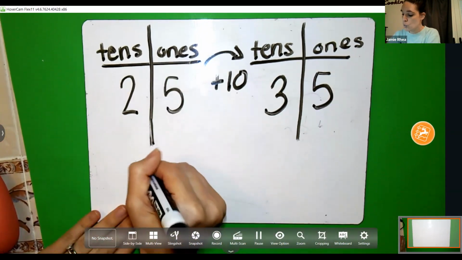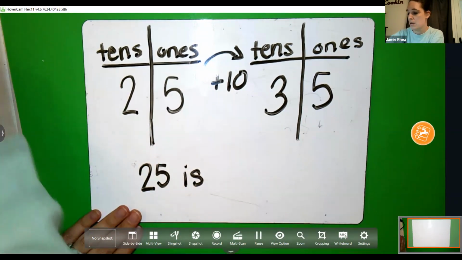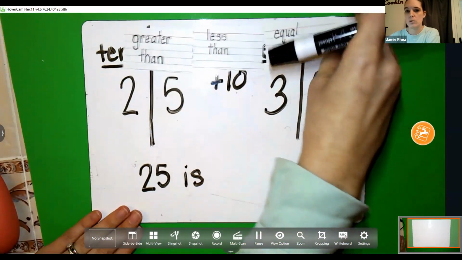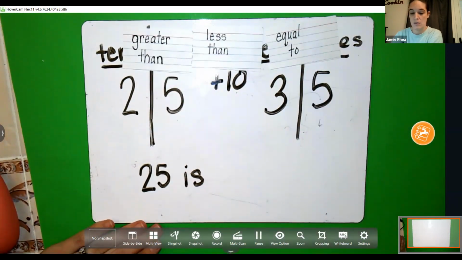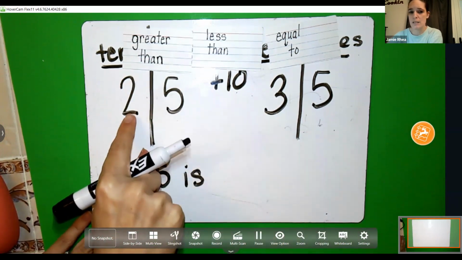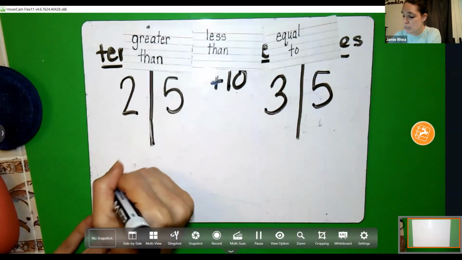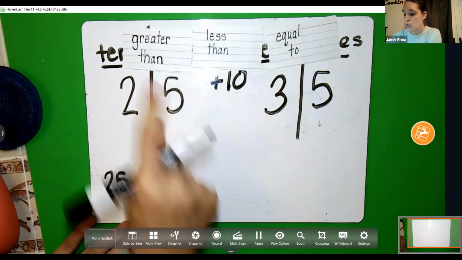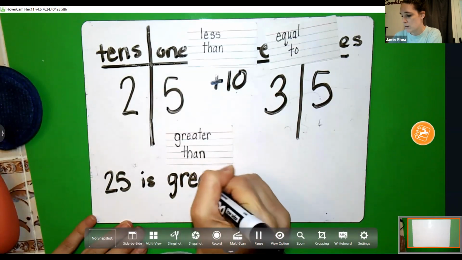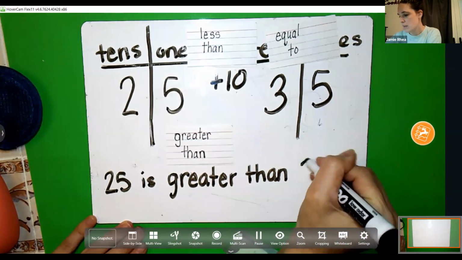Can I say that 25 is going to be greater than, less than, or equal to 35? Remember, we're looking at our tens place first. Which one had more? Is it the 2 or the 3? The 3. So 25, I'm going to have to make some room. 25 is greater than 35.